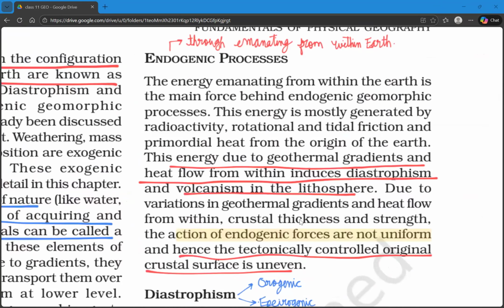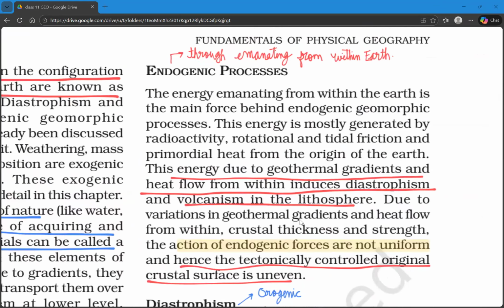Now what are endogenic processes? Under geomorphic processes, there are two, that is endogenic and exogenic, which are responsible for change in the configuration of Earth's surface. Now we'll get into details of the endogenic processes. The energy emanating from within the Earth is the main force behind endogenic geomorphic processes. So which is responsible for this? The energy emanating from within the Earth.